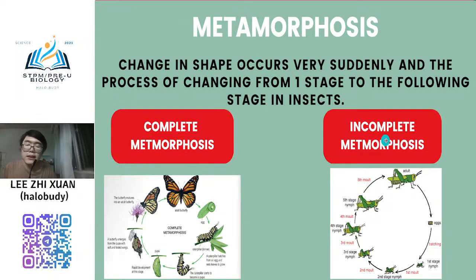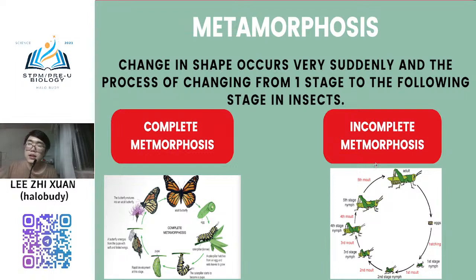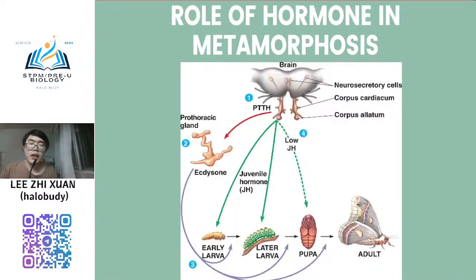But for incomplete metamorphosis, the shape is totally the same. Just the size is different only. But the change occurs very suddenly. The size of the organism will also change very suddenly. Okay.